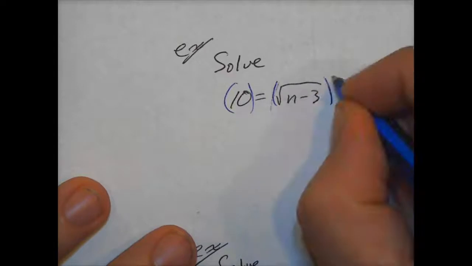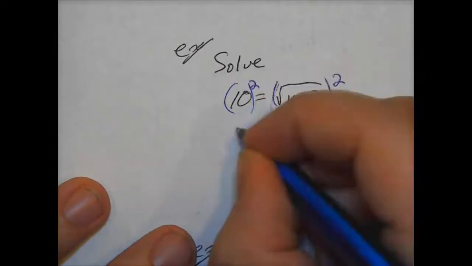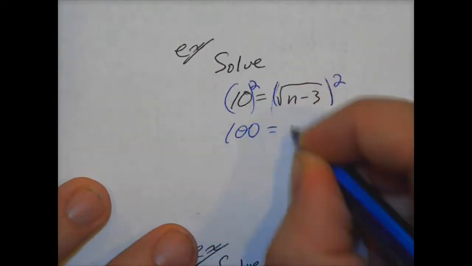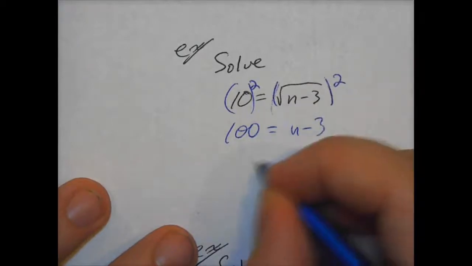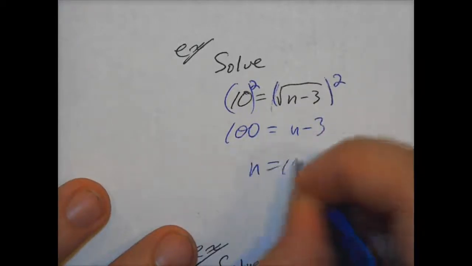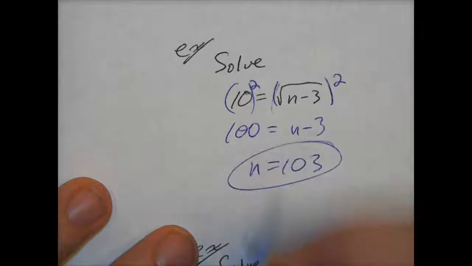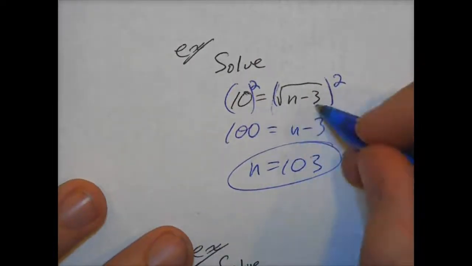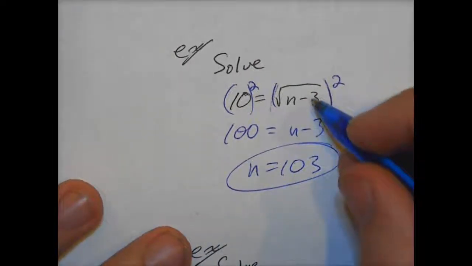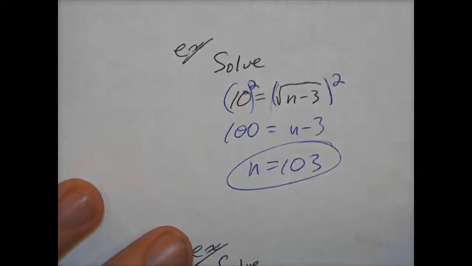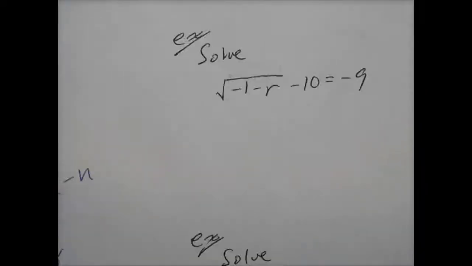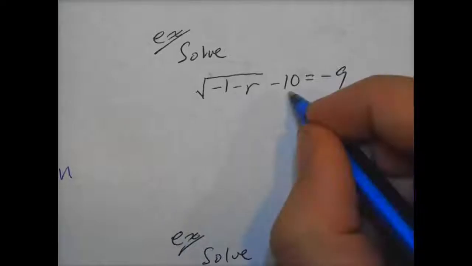So if I have the square root of something, we can square both sides. So I have 100 equals n minus 3. Add 3 to the other side because it's just an equation at this point. So we have n equals 103. We have the square root of 103 minus 3, which is a positive square root, so it will come out to be positive 10.